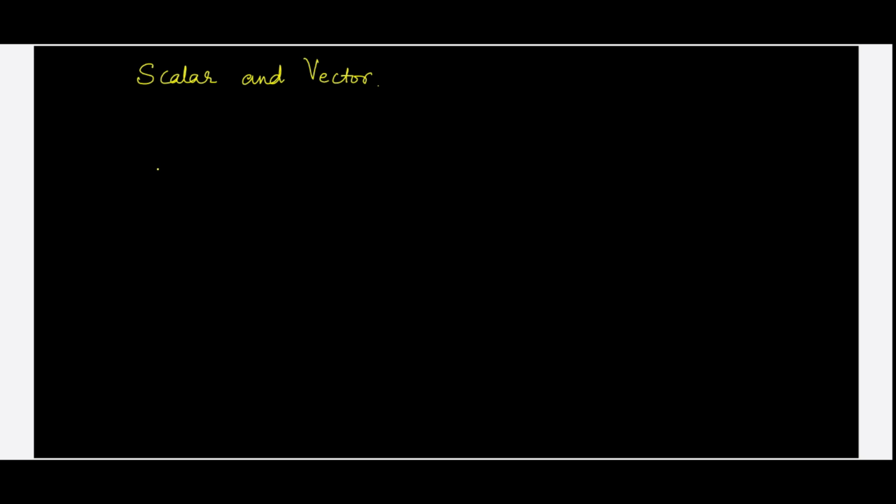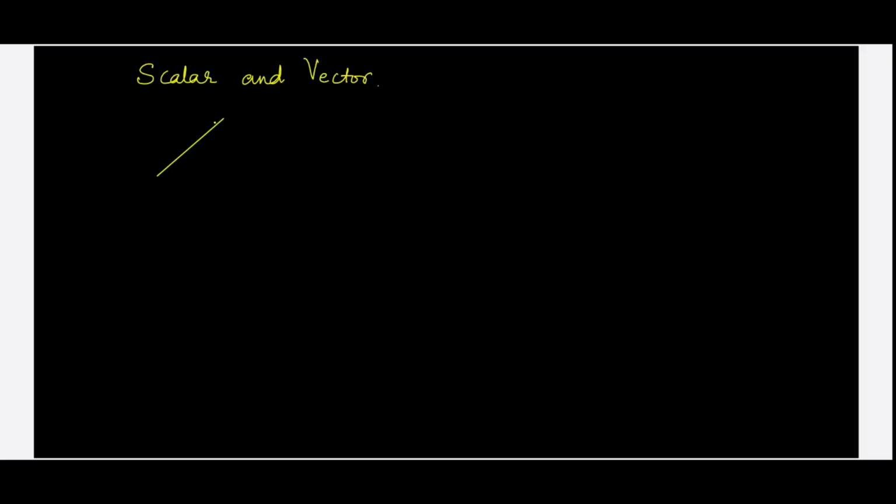So let's say you have quantities like position, velocity, acceleration, force, moment, torque. All of these are vectors. A vector is something like that. It has a point of origin or a point of application.